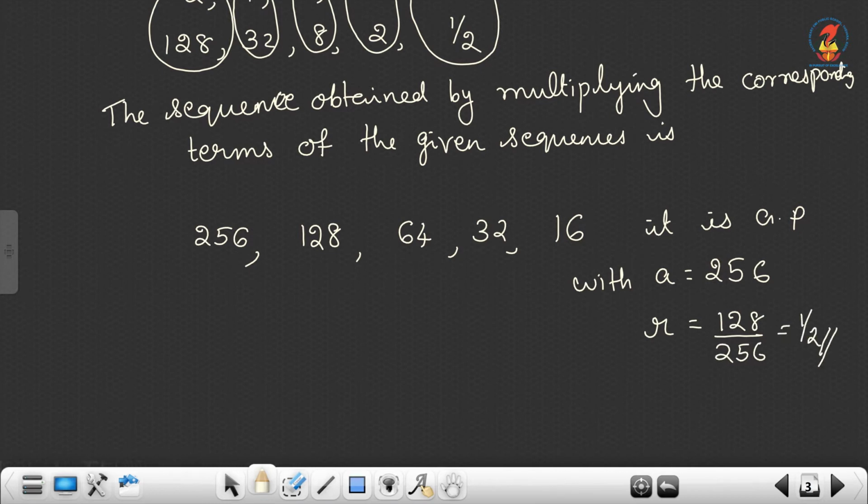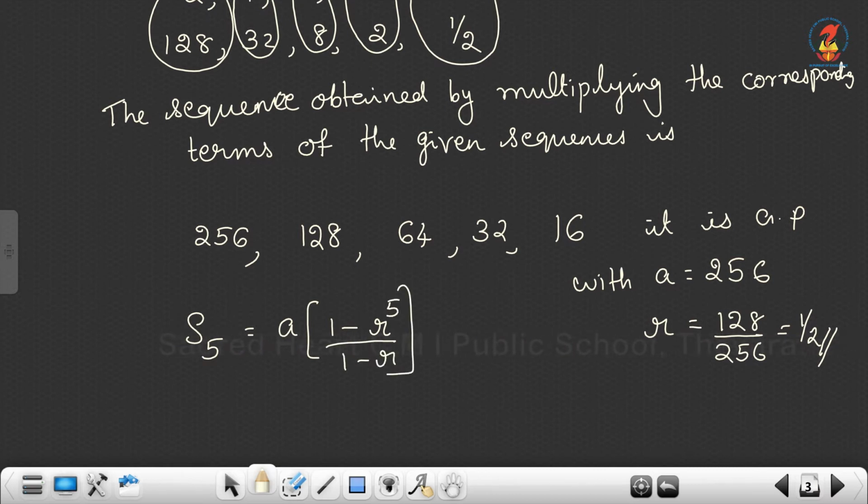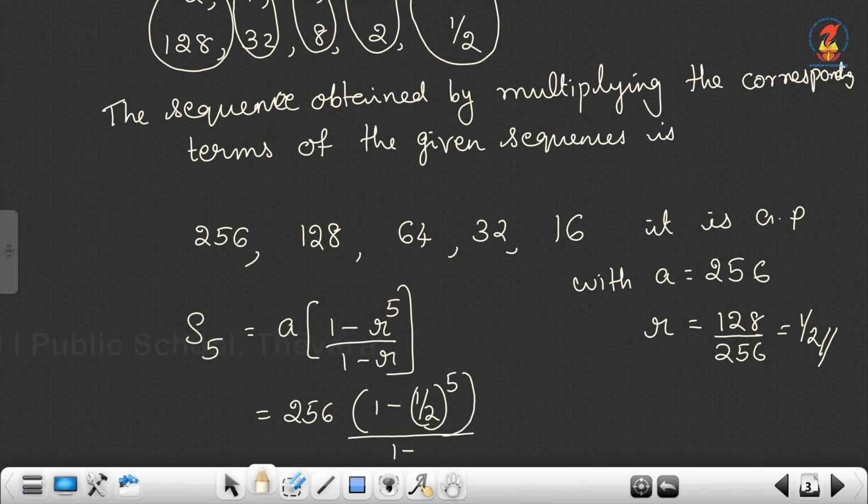Now we can apply the formula. How many terms are here? 5 terms. So sum to 5 terms of this GP, that is A into, the formula is A into 1 minus, here R is smaller than 1, so 1 minus R raised to 5, here N is 5, by 1 minus R. Okay. So it is 256 into 1 minus 1 by 2 raised to 5, that is in one bracket, and 1 minus 1 by 2.